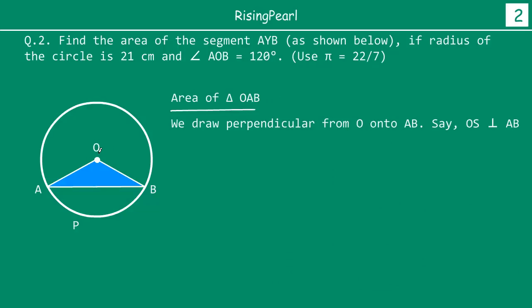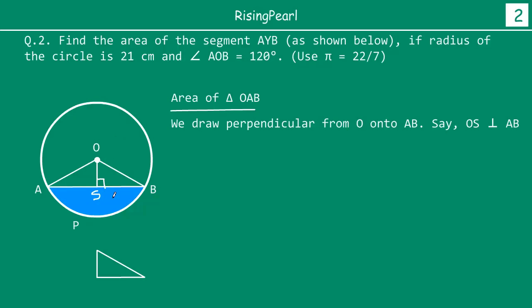Now how do we find out the area of the triangle? We are going to do a simple construction. We are going to draw a perpendicular from the point O on the chord AB. Let's say the perpendicular touches the chord at point S. So this is 90 degrees.